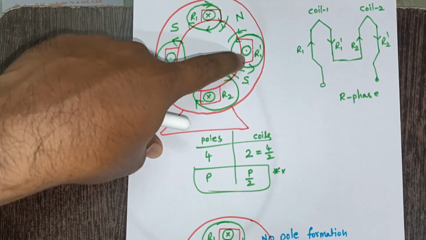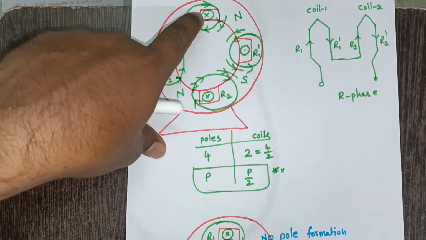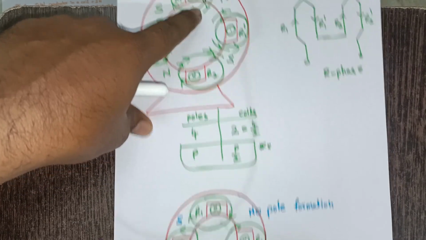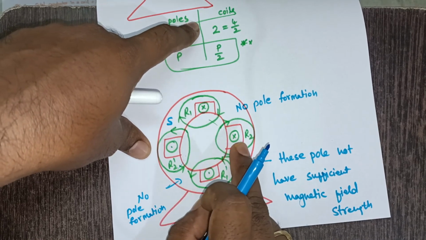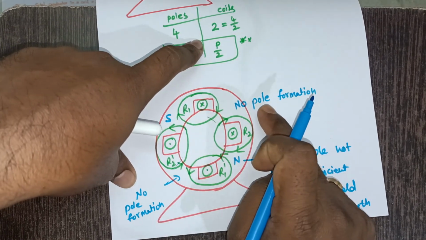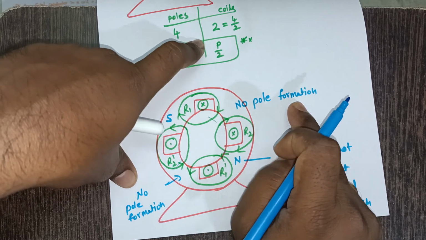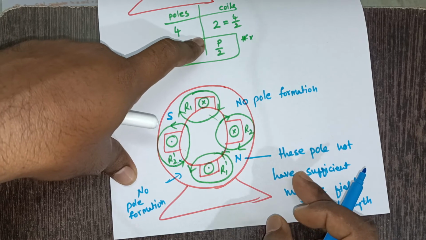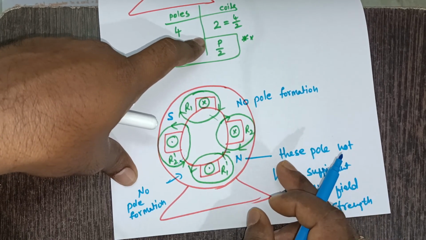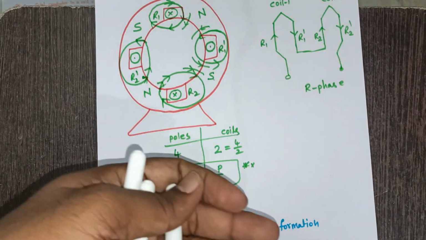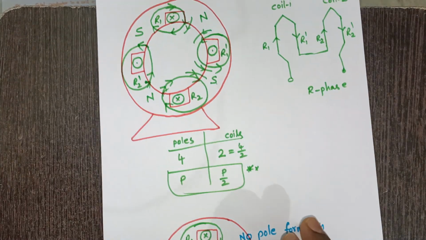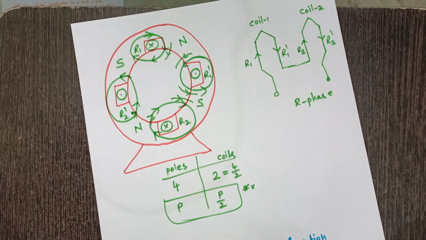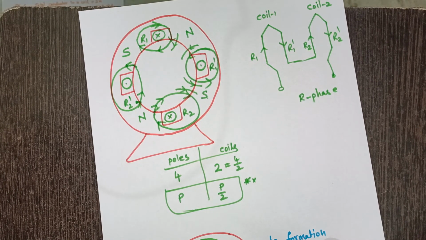While placing the conductors in the stator slot, we should ensure that two consecutive conductors carry opposite current. If two consecutive conductors are carrying the same current, there is no chance to create poles. If poles are not created or weak poles are created, that is not sufficient to run a machine. So this is the second important point from this discussion that we need to understand. Let me write the points here.